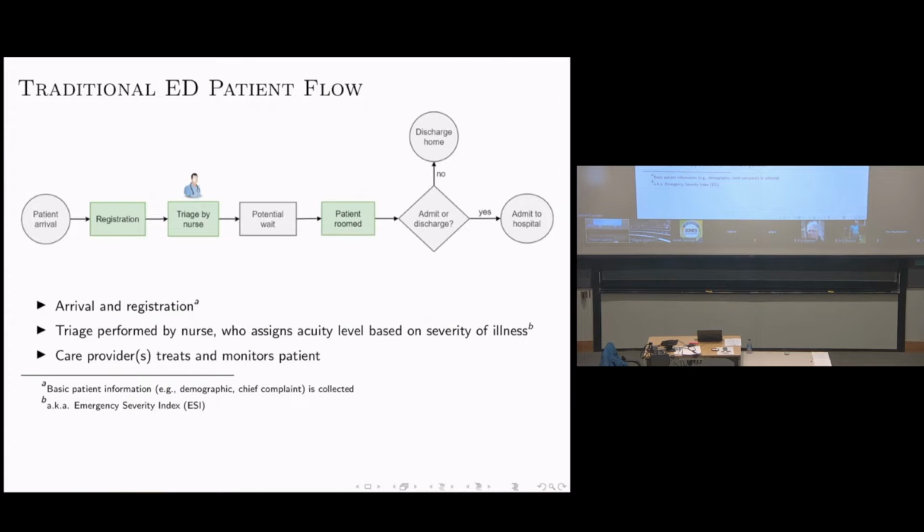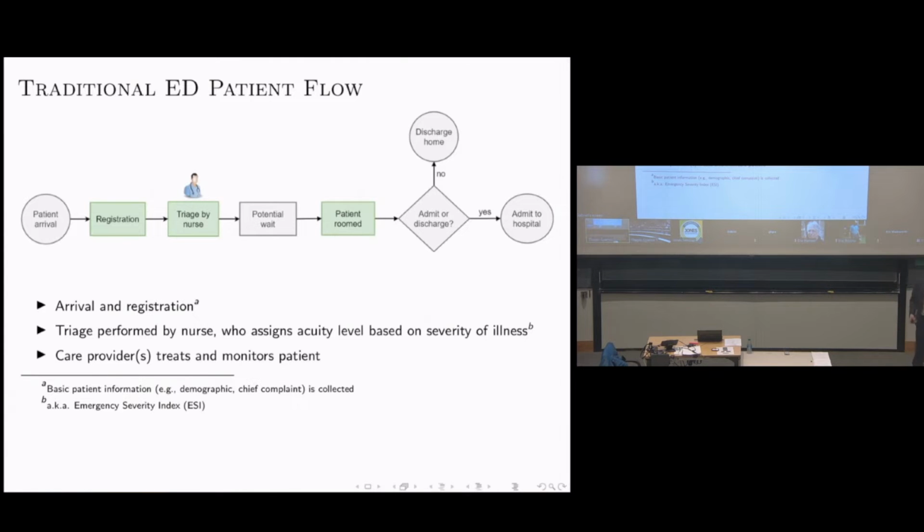If you're ESI level 1, that means you're very critical. You need to be seen very quickly. If you're ESI level 5, that means you can wait a little bit until treatment. You're the least severe. So there's ESI level 1, 2, 3, 4, 5, with 1 being the worst, you need treatment immediately, and 5 being the least severe.